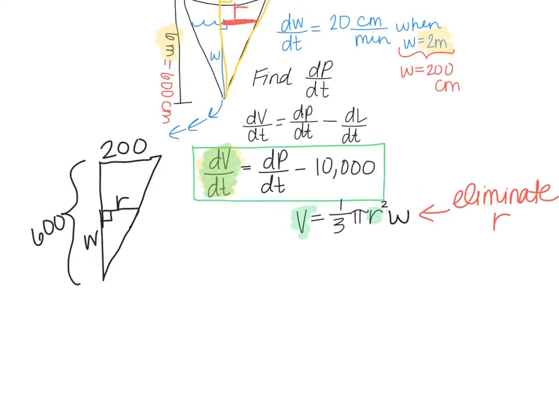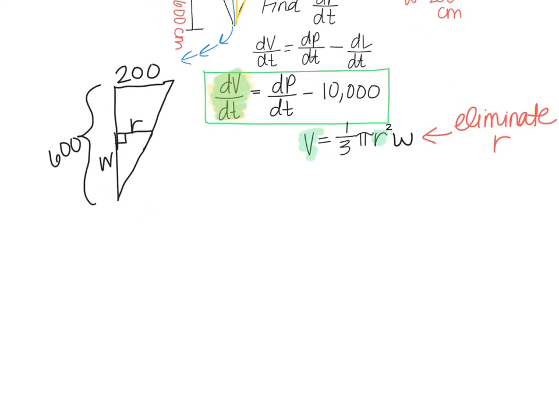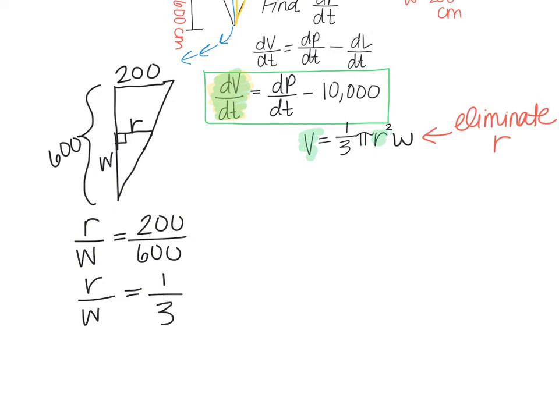So in order to eliminate r, we're going to have to use similar triangles and set up a ratio and then a proportion. So the ratio of the radius to the water level in this case is going to be 200 to 600. In other words, the ratio is going to be 2 to 6, which is a ratio of 1 to 3. So then we can go ahead and cross multiply. So that'll be 3r is equal to 1w.